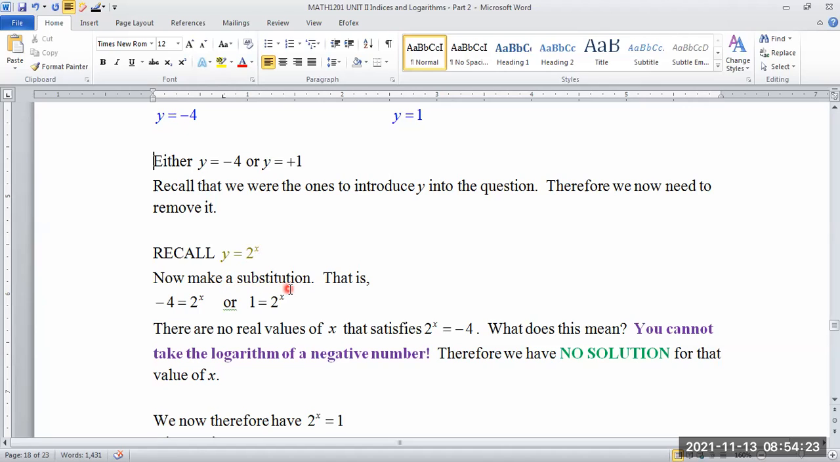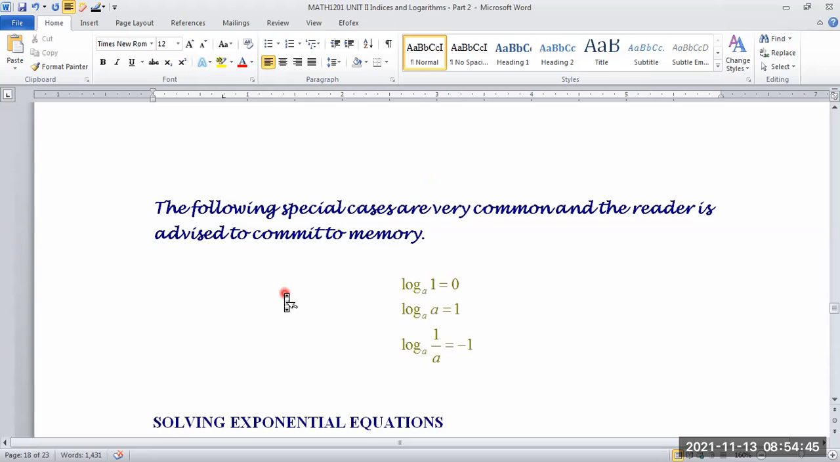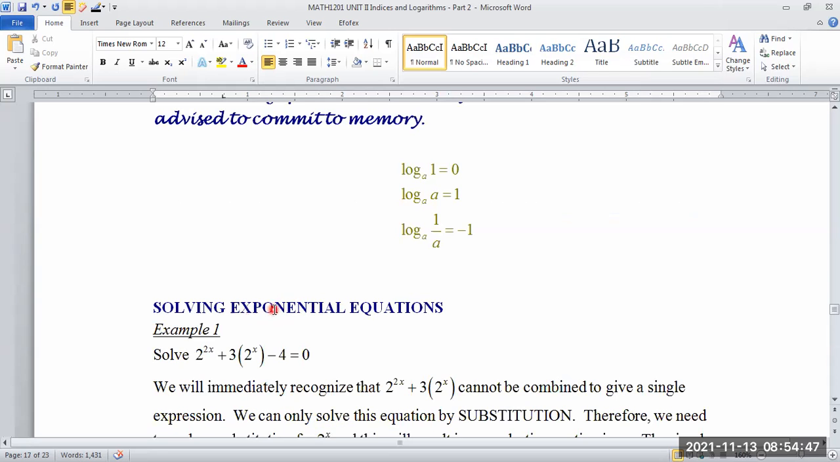So now we're making a substitution. Negative 4 is going to be equal to 2 raised to the x power. Or positive 1. This positive 1 is going to be equal to 2 raised to the x power. Not 2x, you know. It's 2 raised to the x power. Remember, it's exponential. All right?